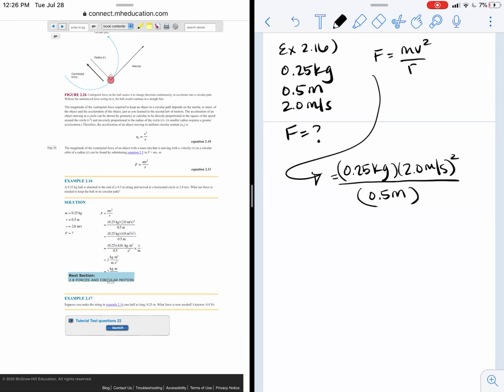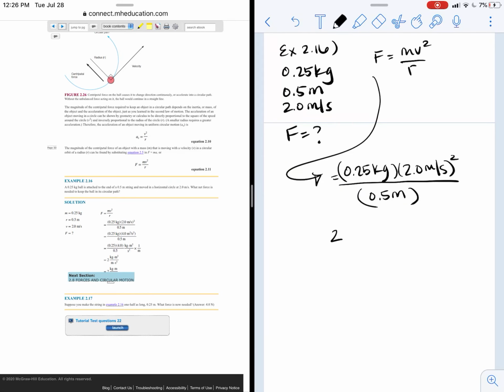Notice that in this particular example, it said that the ball was on the end of a 0.5 meter string. But if you're holding it and you make a circle, then the whole length of that string is going to be the radius. So, all right, whenever you go to calculate this, you end up getting the number 2.